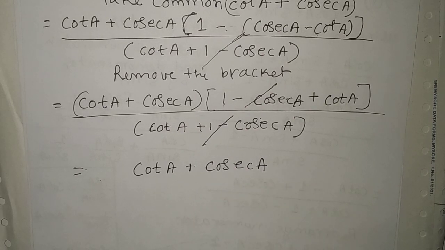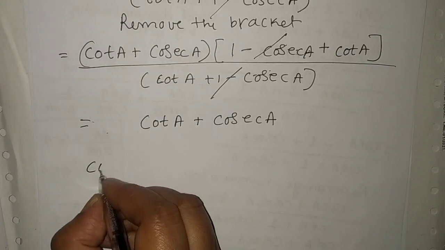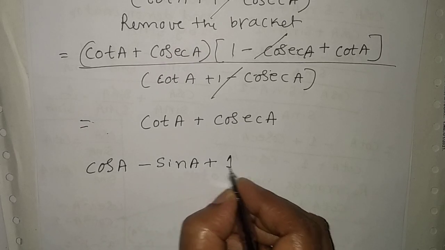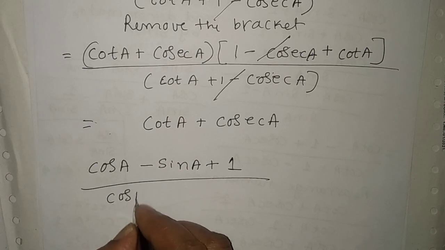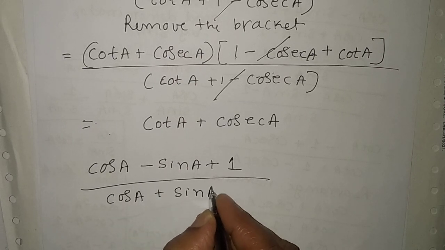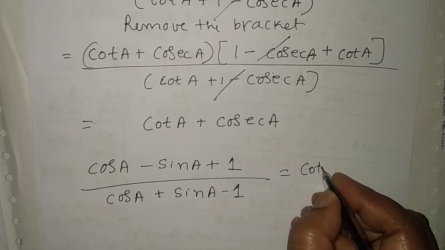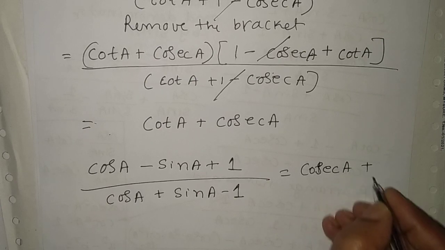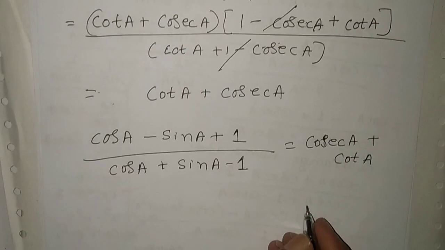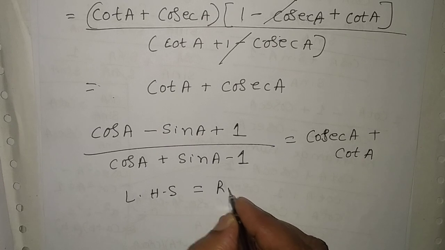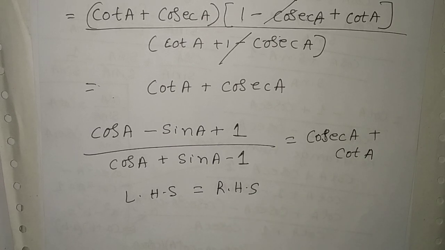So what was the question here? We took the LHS, (cos A minus sin A plus 1) by (cos A plus sin A minus 1), which is equal to cosecant A plus cot A. So LHS is equal to RHS. This is the solution for the fifth sub problem. It's a lengthy problem.